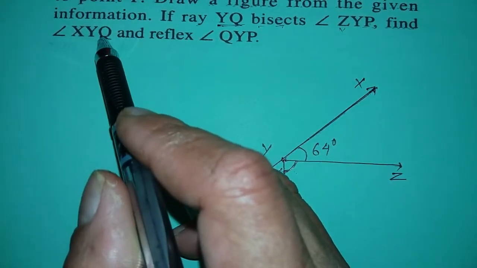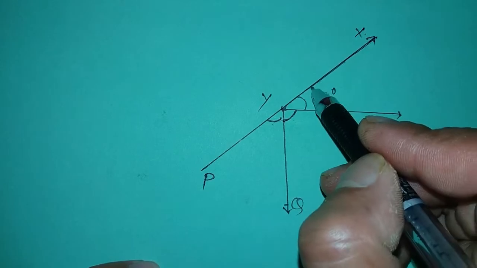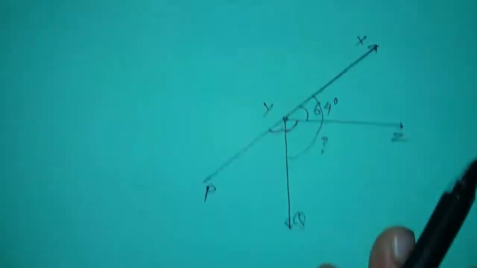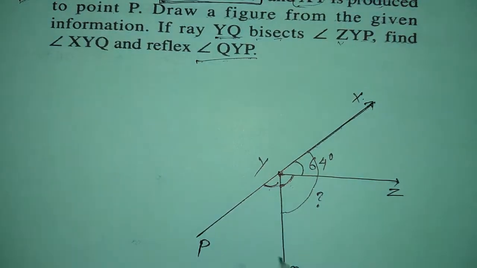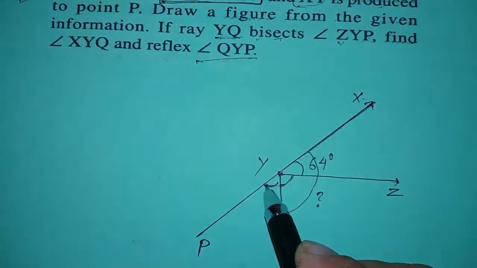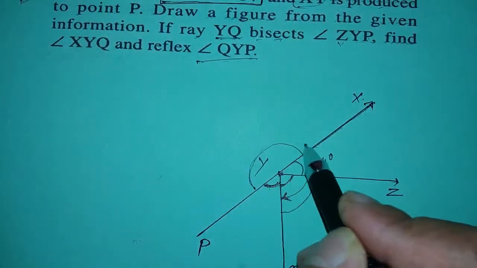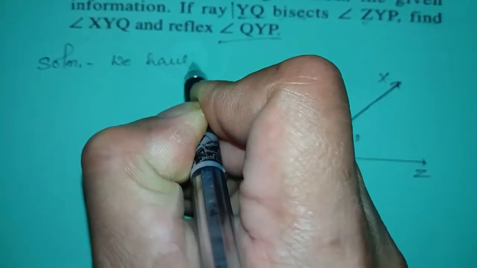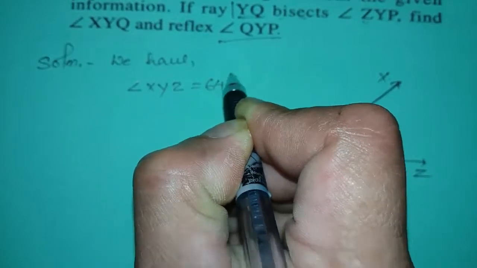Find angle XYQ. We're going to find this angle, and reflex angle QYP. QYP, this angle is angle QYP, and when we say reflex, it means the backside angle. We have angle XYZ is equal to 64 degree.